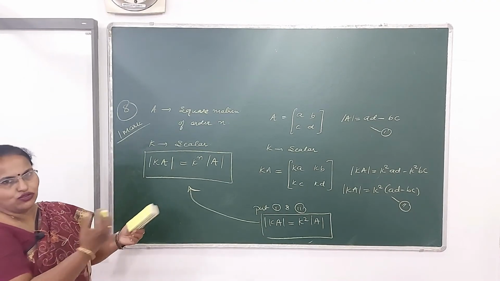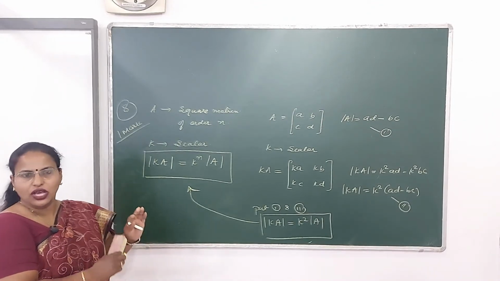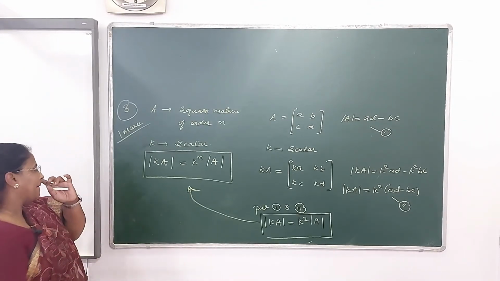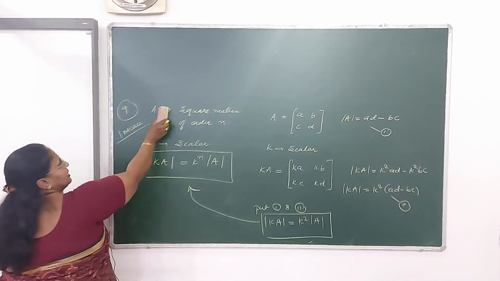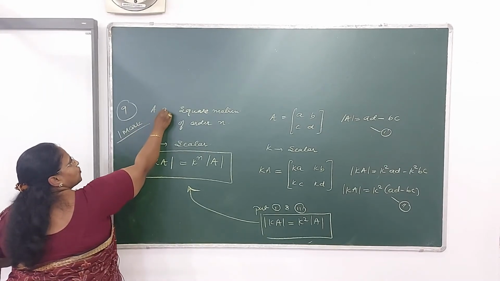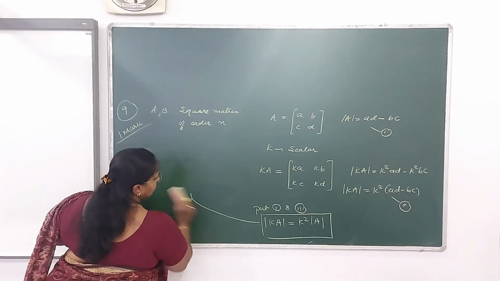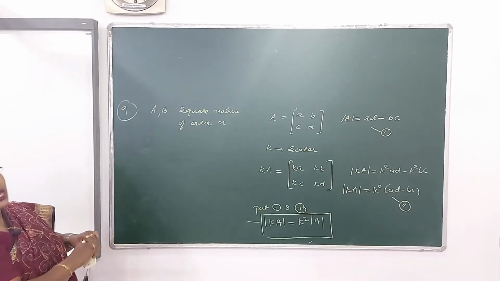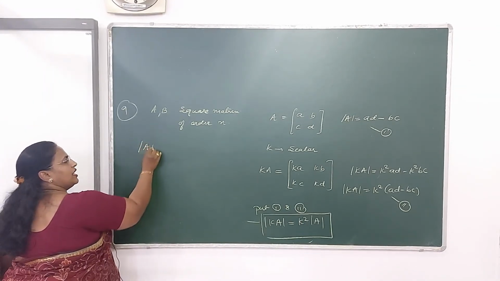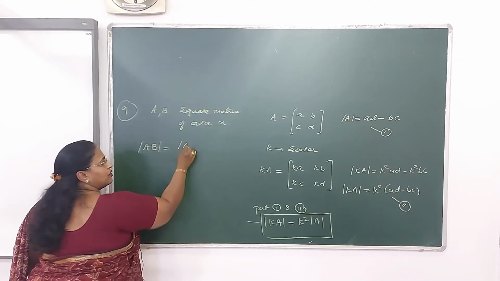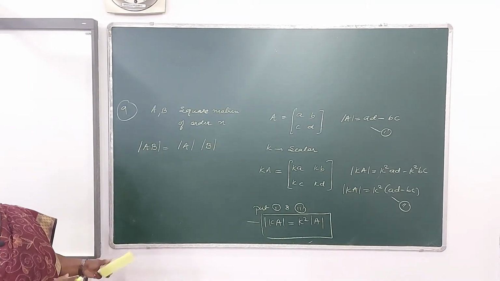Similar to this property, 2 more are there, which I will also explain, and then I will take a question based on all these formulas. So see the 9th one. A little change is here. Let A and B be square matrices of order n. Then the determinant of AB will be equal to the determinant of A into the determinant of B. This you can verify, no problem.